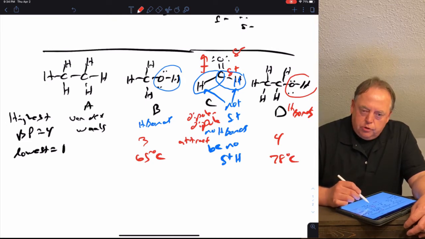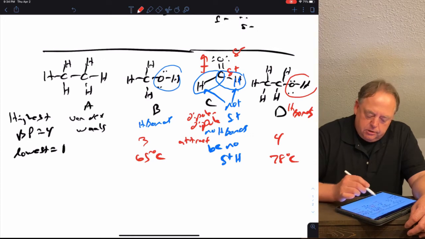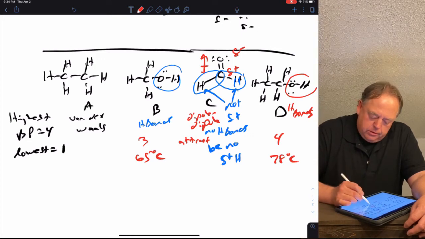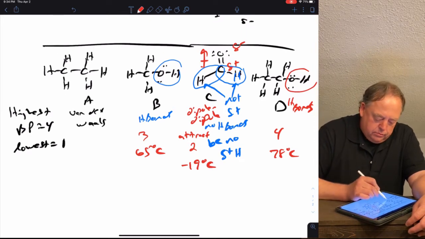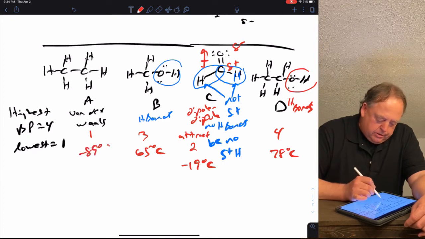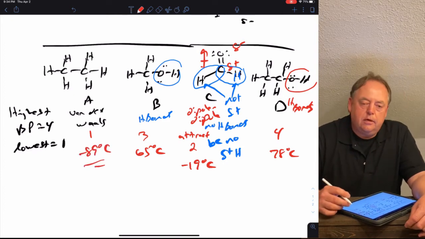Well, dipole-dipole attractions are stronger than van der Waals attractions, so C would have the next highest boiling point, so it's number 2. It's negative 19 degrees Celsius boiling point. And A would have the lowest boiling point, so it's 1. And its boiling point experimentally is determined to be negative 89 degrees Celsius.